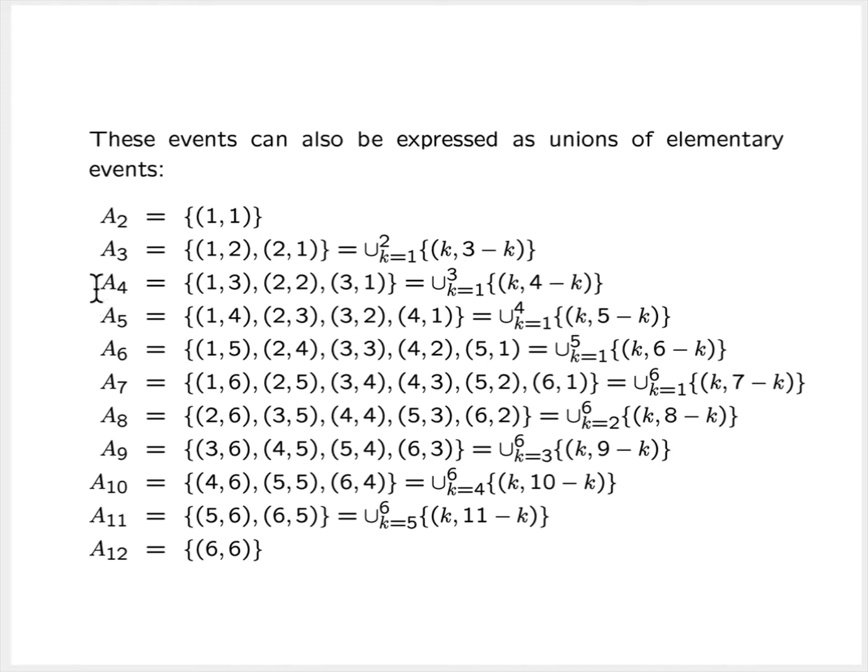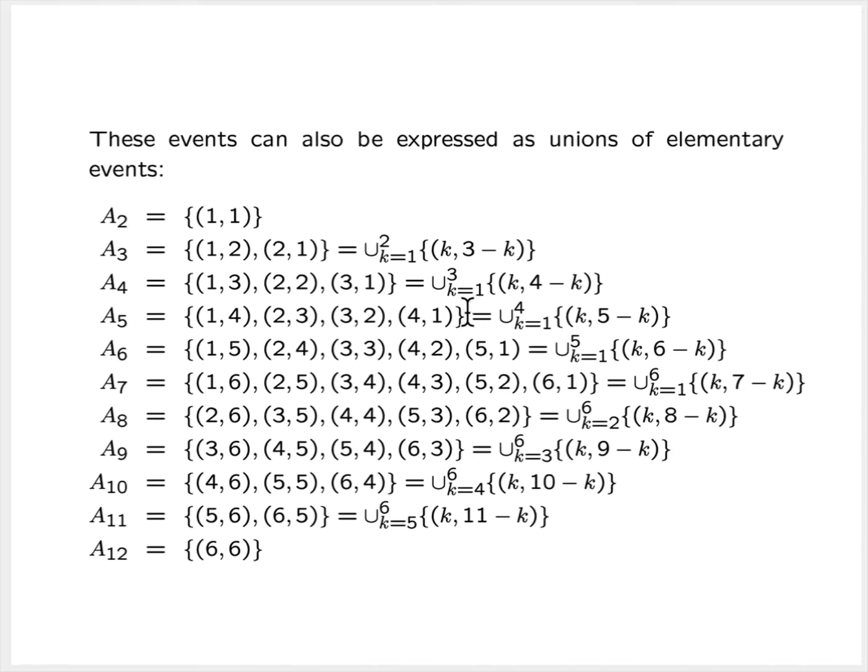Similarly, A4, when expressed as a subset of the sample space, consists of the three elementary events (1,3), (2,2), and (3,1). This can be expressed as the union of elementary events, k going from 1 to 3, the union of elementary events (k, 4 minus k). So when k is equal to 1, we have the elementary event (1,3). When k is equal to 2, we have the event (2,2).